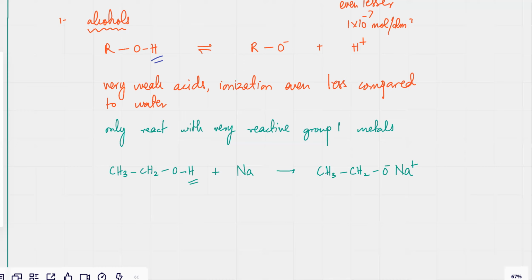As I said, a salt would be produced and H2 gas. The H that is displaced is going to produce H2 gas. So it's a metal plus acid reaction. But that's it. Absolutely no reaction with bases or carbonates. Anyway, is this clear that alcohols are very terrible acids? They don't do much.